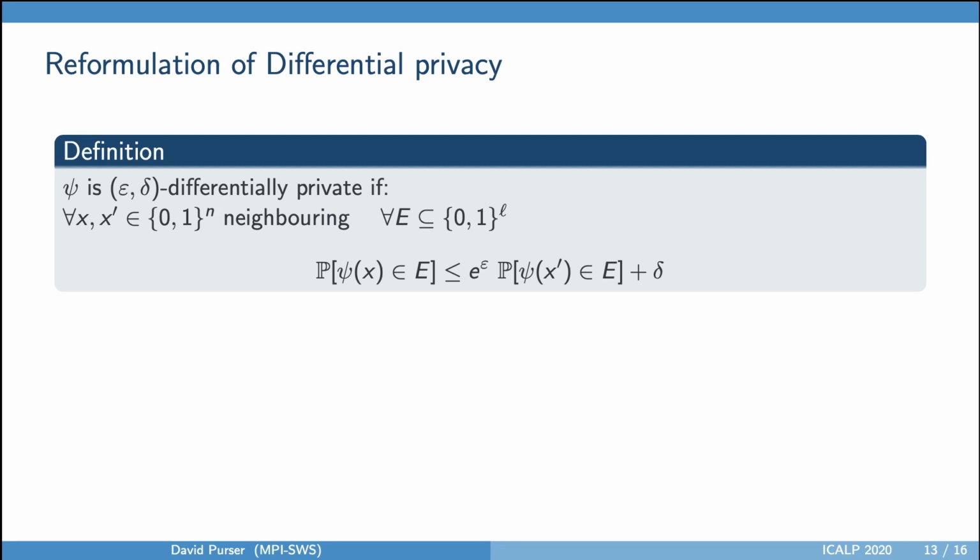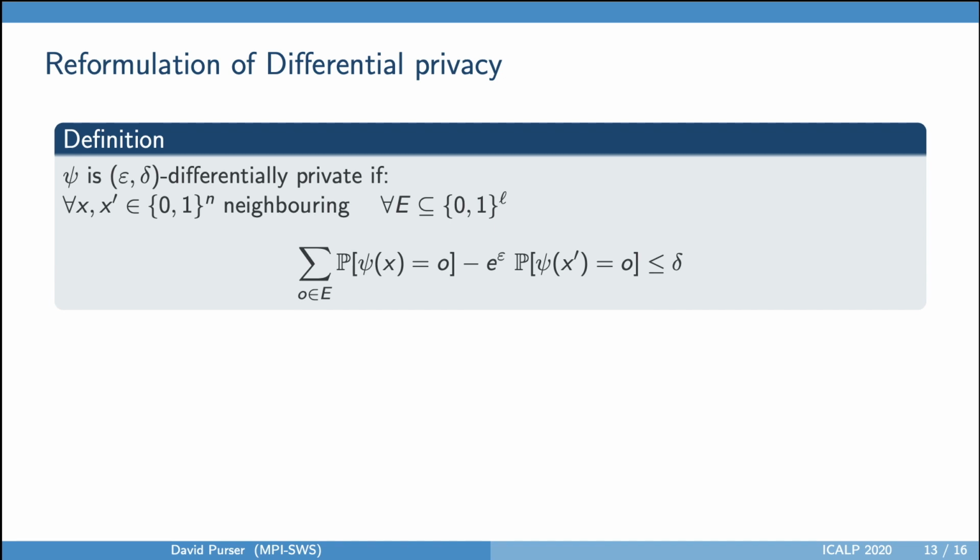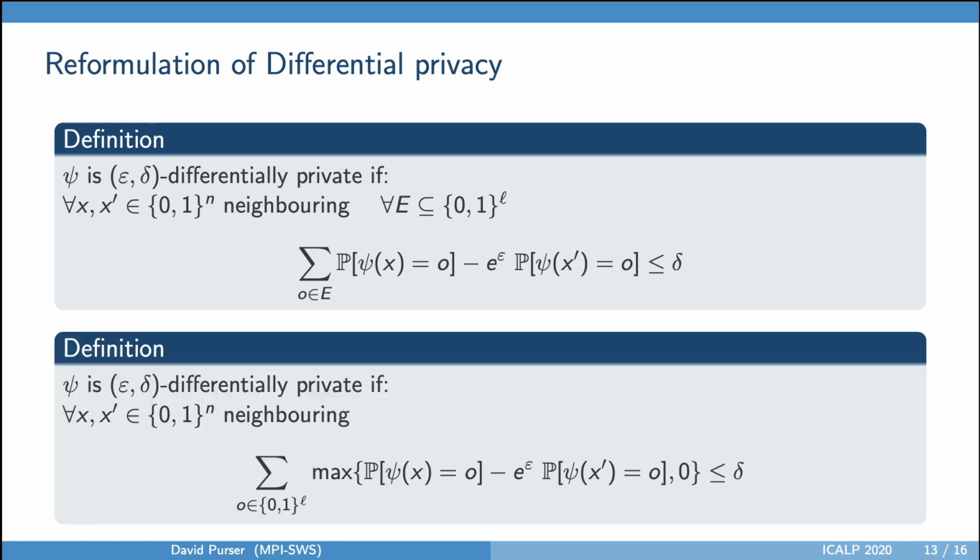Recall the original definition. Let's first take the second probability over to the other side of the inequality. Let's also re-express this inequality as a sum. It's clear this inequality must hold for all subsets E. In particular, it must hold for the worst case E, i.e. the E with the largest sum. So we can consider for each output whether it contributes positively to the sum. This leads to the following definition, which does not quantify over E.